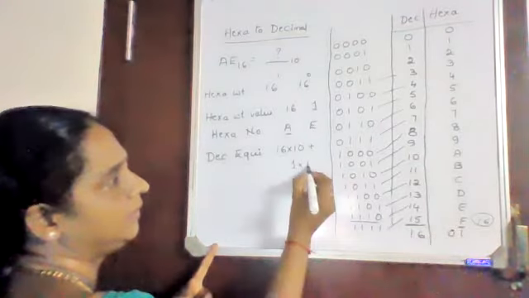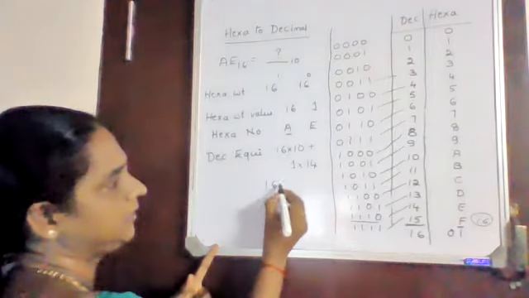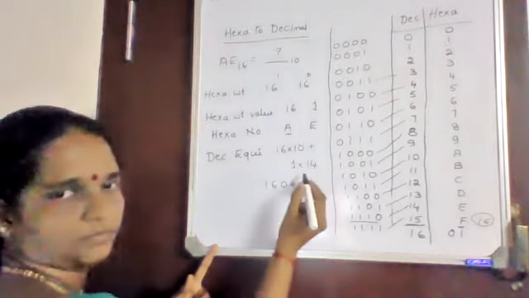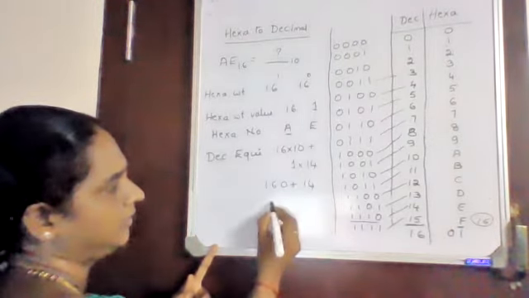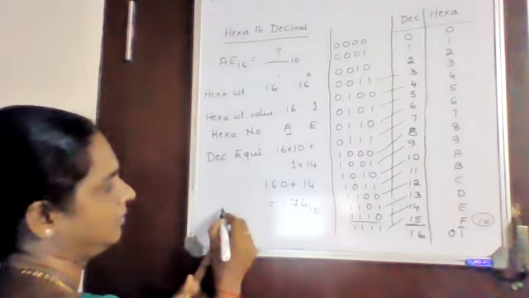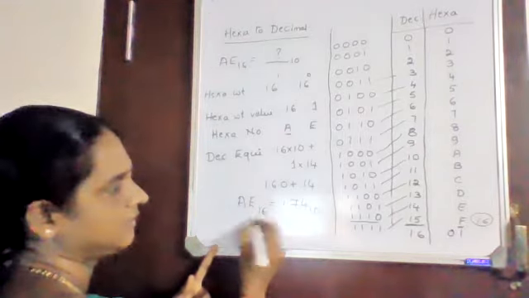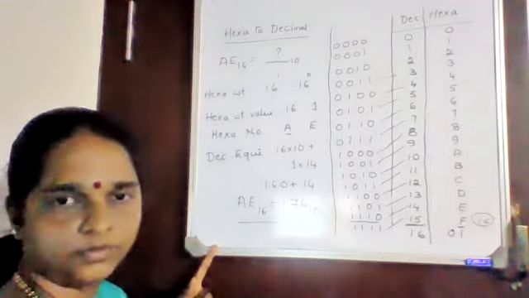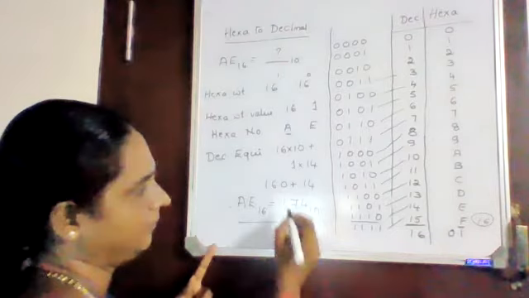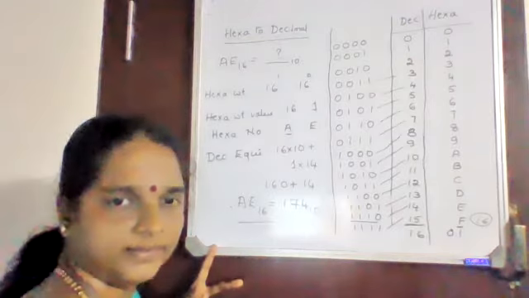E is nothing but 14. Add this: 16 into 10 is 160, 1 into 14 is 14, which is equal to 174 base 10. So therefore AE base 16 is equal to 174 base 10.